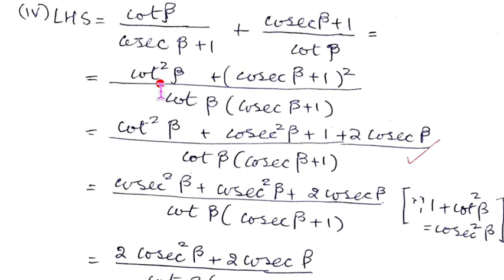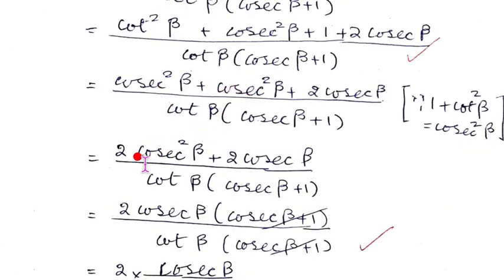Then in the next step, we keep this as it is, and this bracket we will open. So it becomes cosec square beta plus 1 plus 2ab, means 2 into this, that is 2 cosec beta. Denominator remains as it is. Now can you see over here, cot square beta plus 1, this one and this one gives us cosec square beta, because 1 plus cot square is equal to cosec square. And then this as it is and this as it is, denominator as it is. What does that give us? It gives us 2 cosec square beta plus 2 cosec beta, and that upon the denominator as it is.